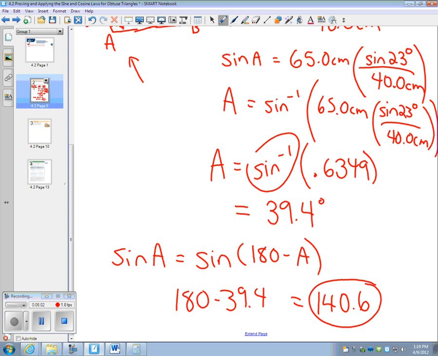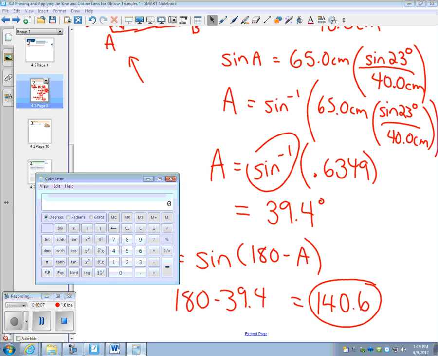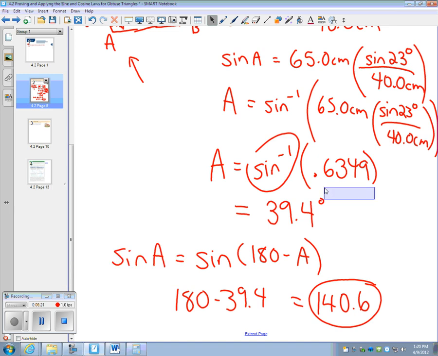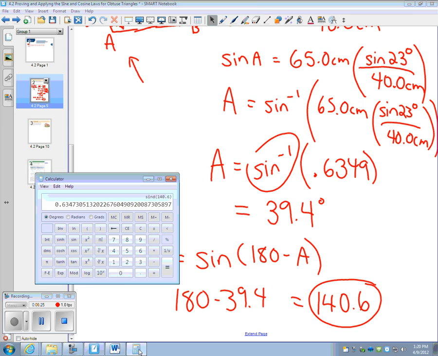So why that led us astray is if we took out our calculator and did the sine of 140.6, we press equals, come on calculator, sine, there we go. Look, we got that 0.6349. Okay, I'll show you that again. It got 0.6347. Anyways, that was my rounding. It got the same number.